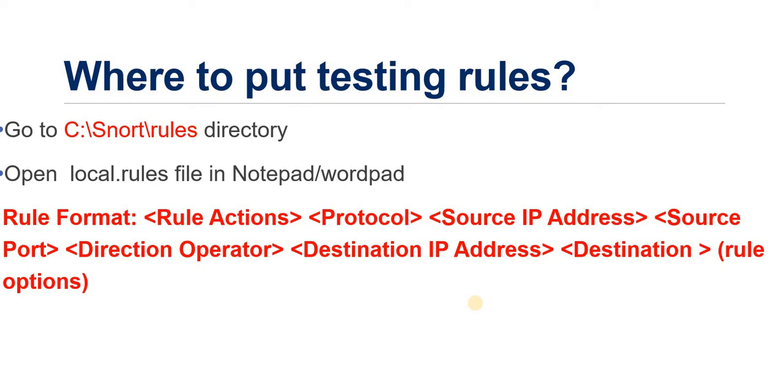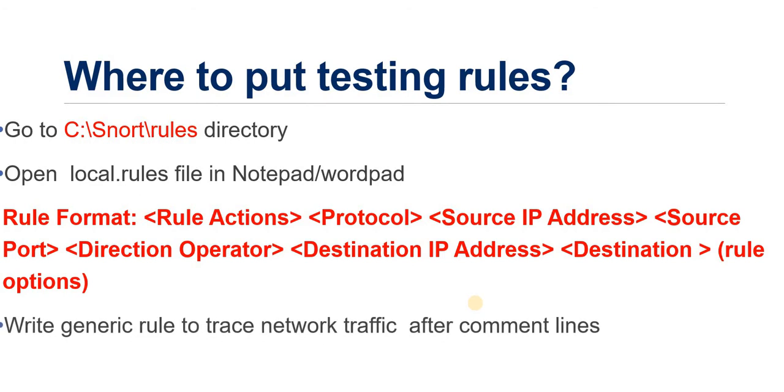Then source IP address and port, and the destination IP address and port, that is, the packet is coming from which source IP and port to which destination IP and port. If you don't know the addresses of the source IP and port or destination IP and port, then you have to go for the any keyword. Then you have to mention the message that you want to display. Okay, and you have to mention the rule number, that is the ID, and the version of the rule.